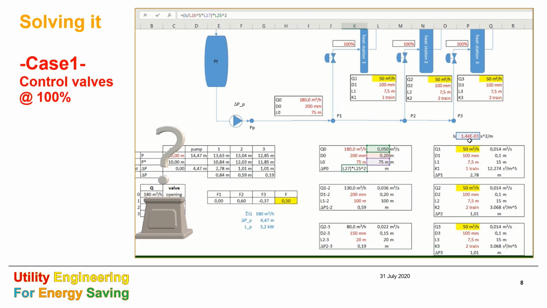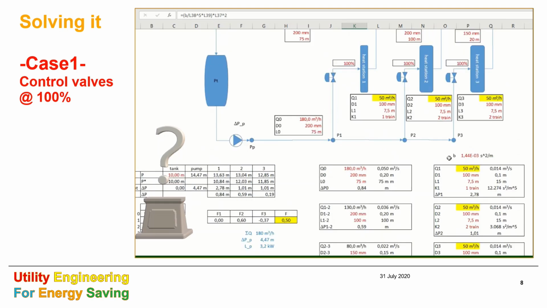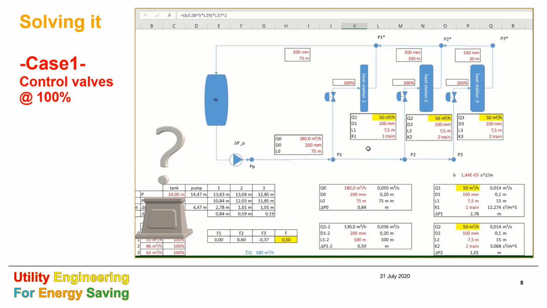For B, we get an experimental value, which is displayed here, and we keep its value constant for all the pipeline, but it's also possible to change it, to make it different for every pipe branch. Then we write the equation for the pipeline P1, P2, and the equation for the pipeline P2 and P3 as displayed here. Then we are starting with the branches where we have our equipment.